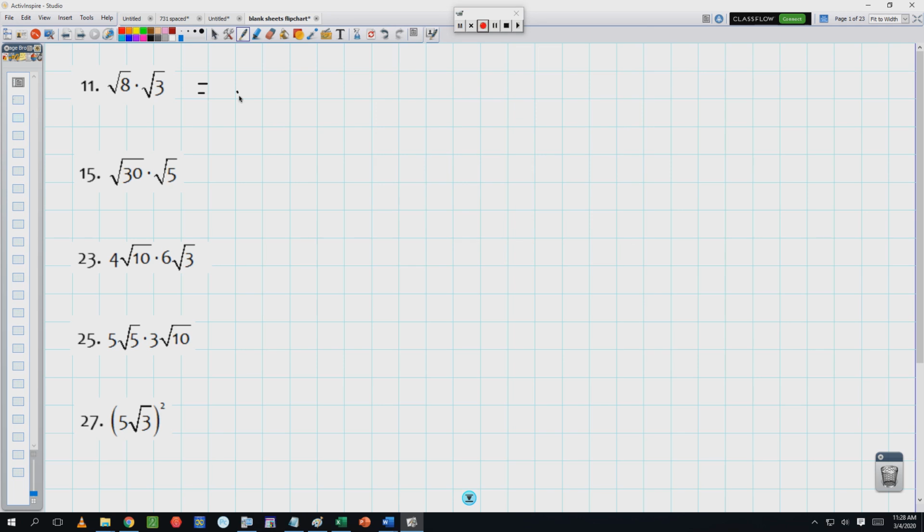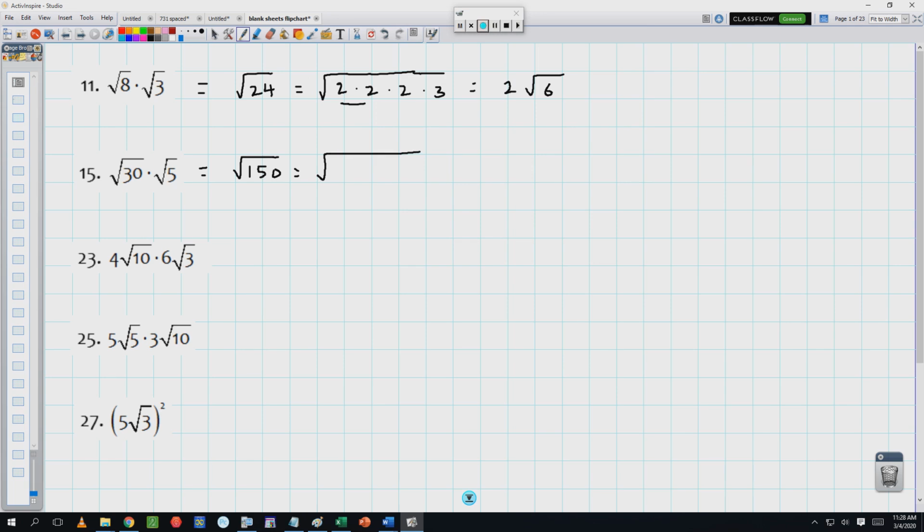Radical 8, radical 3, they're both on the inside. This becomes the square root of 24, and then we break apart the 24. 24 is a 2, a 2, a 2, and a 3. That's what an 8 is and a 3. I can pull out a 2, but unfortunately I have to leave the other 2 and the 3 inside: 2 radical 6.